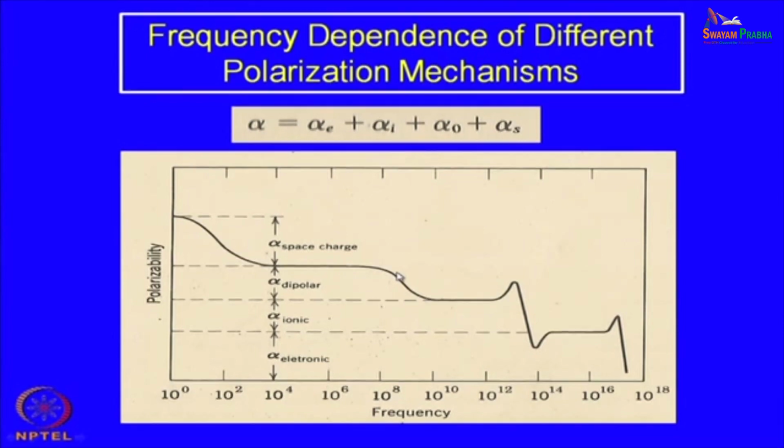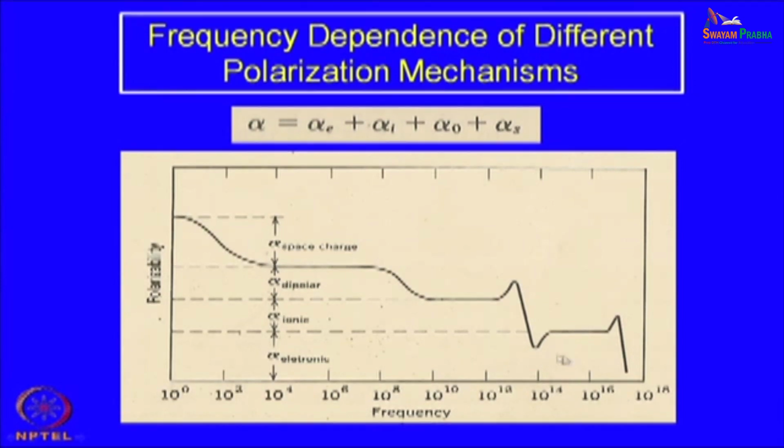Whereas, once again if you increase the frequency to about 10 to the power 10 hertz, which is around the gigahertz range, then you will find that 2 of them disappear, both the space charge and the dipolar. Ionic and electronic will still be there, because their relaxation time is much shorter, and so they can respond to very high frequencies.